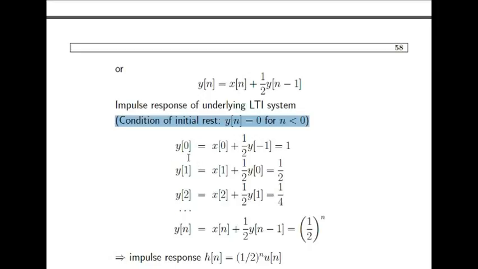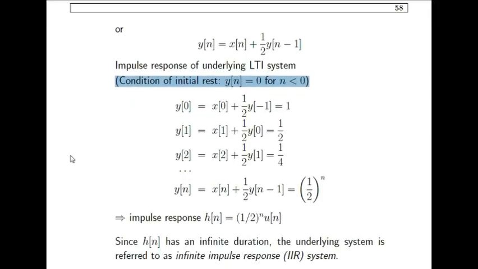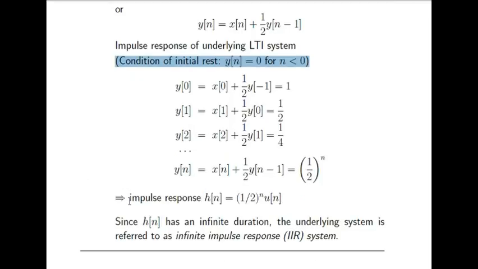So if I calculate y of 1, then it will give x of 1 plus half y of 0. X of 1 will be 0 because delta of 1 will be 0, and y of 0 is 1, so you can see that it is 1 by 2. Similarly, when you proceed with these operations, you will get y of n equals 1 upon 2 the whole power n, and you will get the impulse response function as h of n equals half to the power n, u of n. Since h of n has an infinite duration, the underlying system will be referred to as an infinite impulse response system.